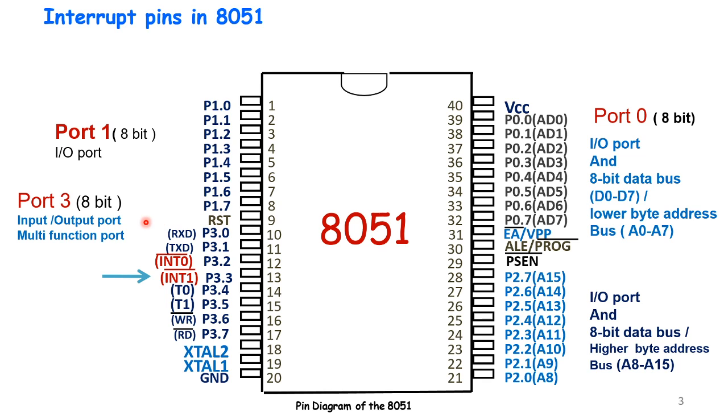So in the pin diagram of 8051, we are going to discuss the pins related with interrupts. Pin number P3.2 and pin number P3.3 are related with external interrupts INT0 and INT1. Similarly, pin number P3.4 and pin number P3.5 are related with the T0 and T1 timer interrupts. So these are the four pins reserved for interrupt signals in the 8051 microcontroller.